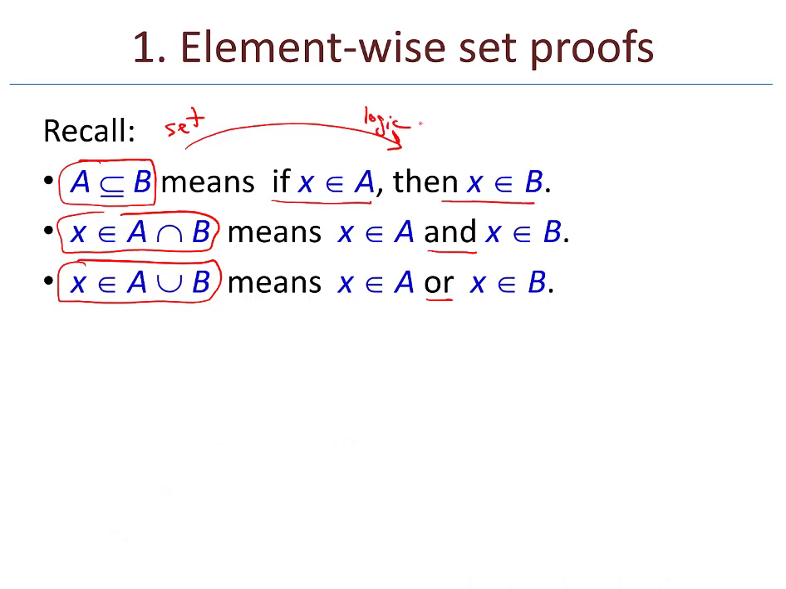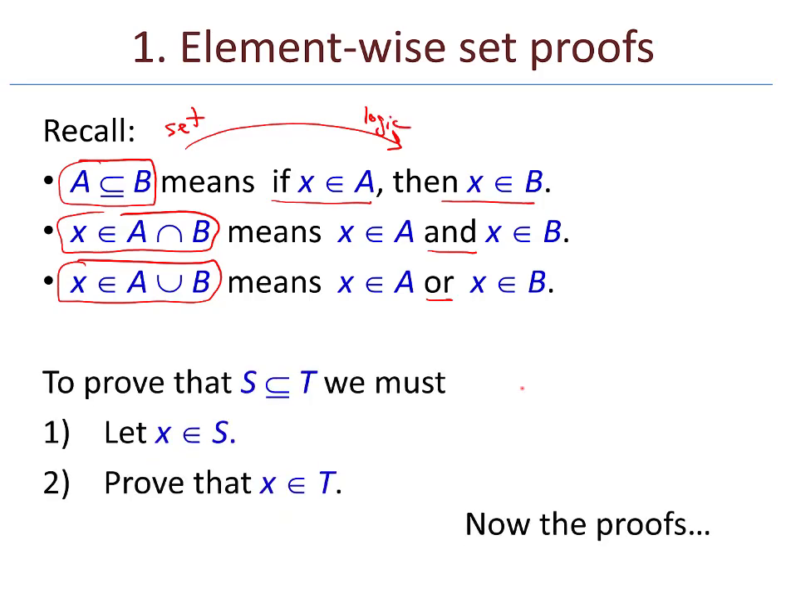So we go from statements that have to do with sets and we turn them into some logic statements. To prove that one set is contained in another, here's the typical path that we follow. We let X be an element of the first set, S, and then we prove that X is in T. If I can prove that for every X in S, X also happens to be in T, then that shows set containment. That will show that S is contained in T. This is where the element-wise comes in from element-wise set proofs, because we focus on an element and we see where that element lives.